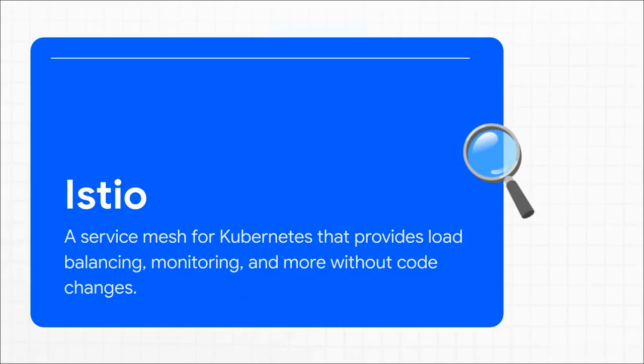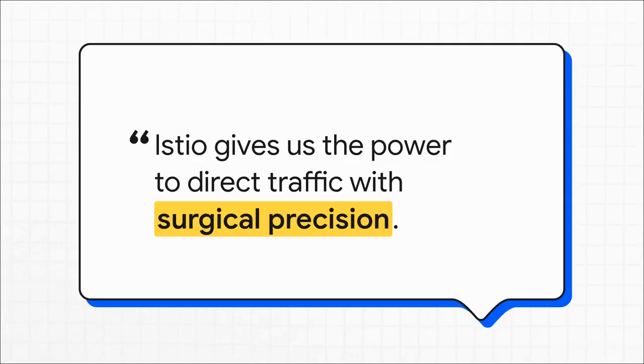So what is Istio? Well, you can think of it as this clever layer that sits on top of your Kubernetes cluster. Its job is to manage all the communication between your different services. It handles things like load balancing, security, and monitoring. And the best part? Your application code doesn't even have to change. It just works.